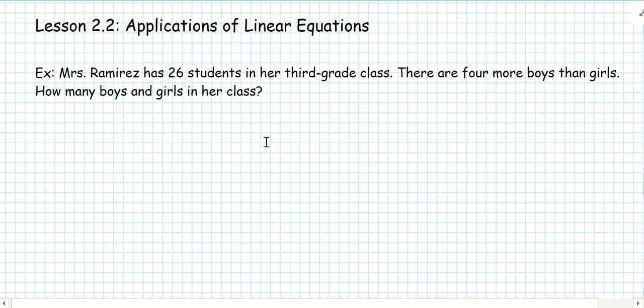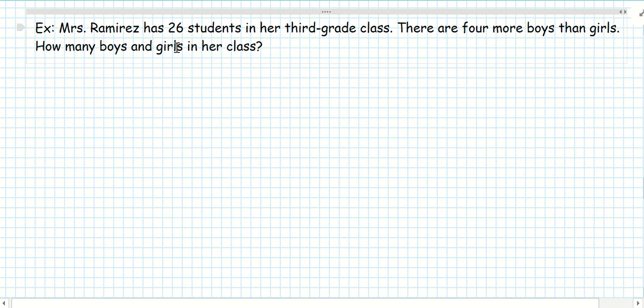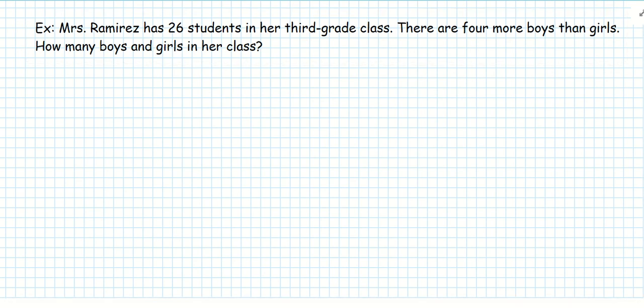Okay, so on the first example, we have that Mrs. Ramirez has 26 students in her third grade class. There are 4 more boys than girls, and then they're asking us to find how many boys and girls are in her class, right?